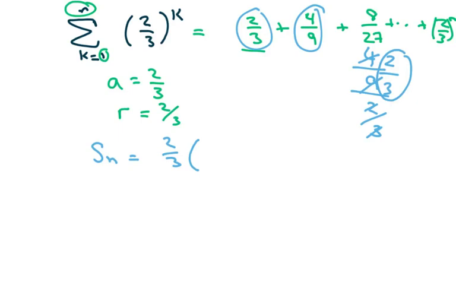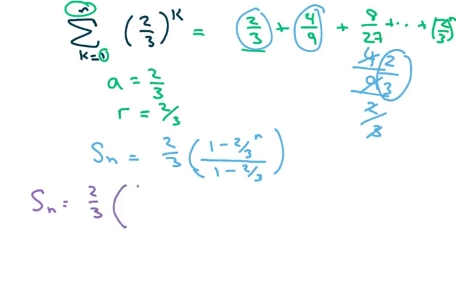Okay, then you use your formula. 2/3 times 1 minus 2/3 to the n power over 1 minus 2/3. Okay, and that's going to give you 2/3, this is going to be 1 minus 2/3 to the n, and I can change this to 3/3, so that's going to be just over 1/3.